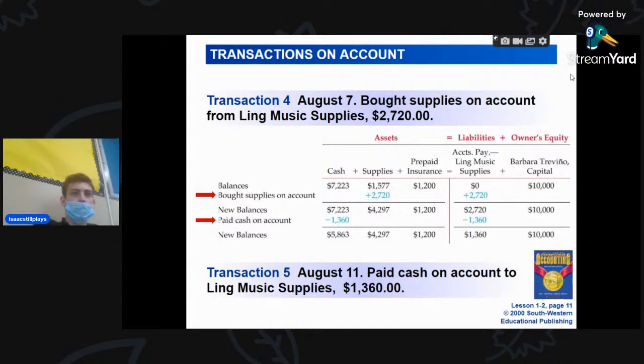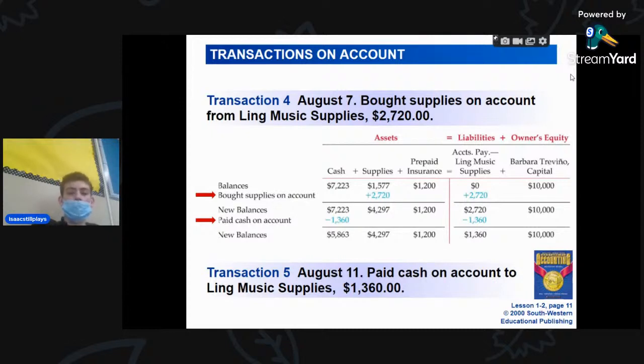Okay, so on the 11th, 4 days later, we paid cash on account to Link. So we owe them $27.20. We're going to pay them half of what we owe them. So I'm going to subtract from cash, right? Is it $13.60? Yeah. Which leaves me $58.63.